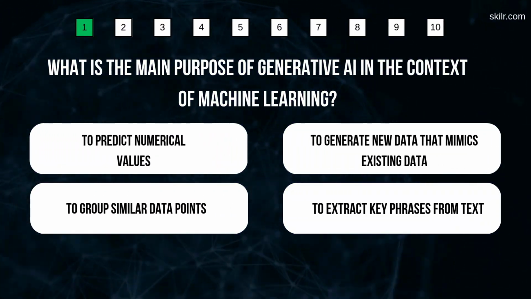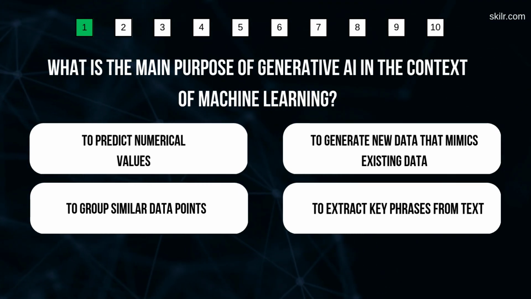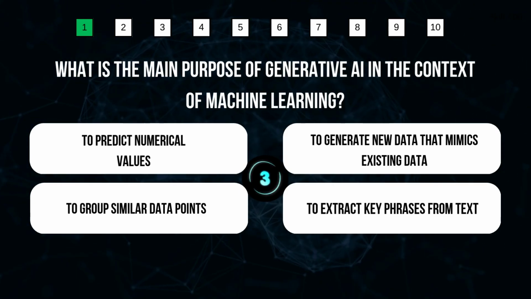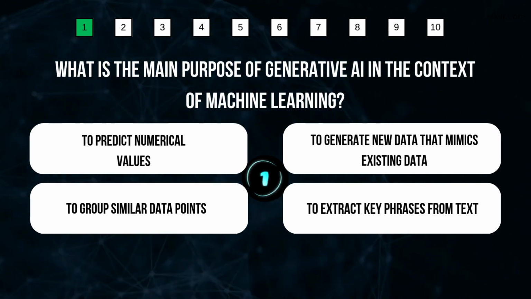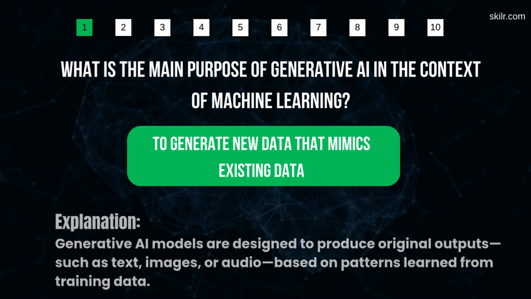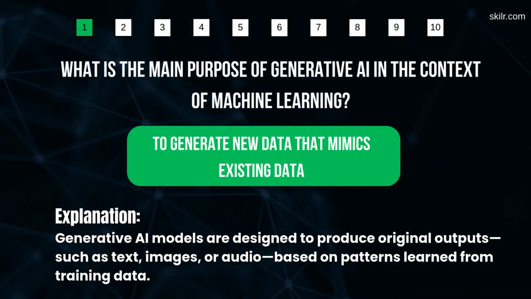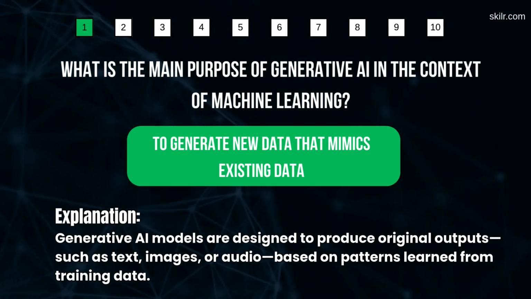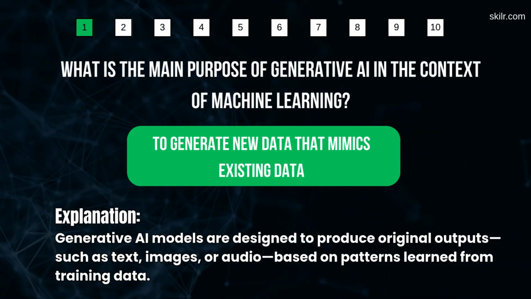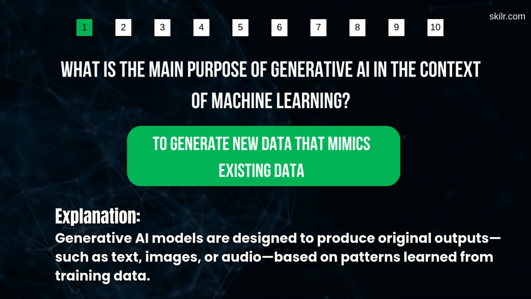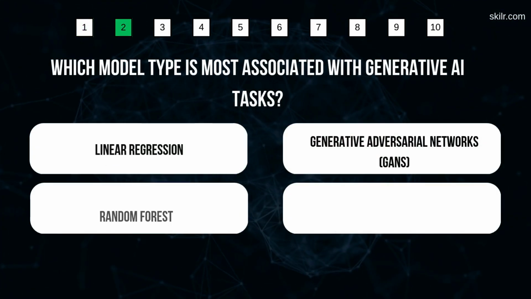Question 1. What is the main purpose of generative AI in the context of machine learning? The correct answer is to generate new data that mimics existing data. As the generative AI models are designed to produce original outputs such as text, images, or audio based on patterns learned from training data.